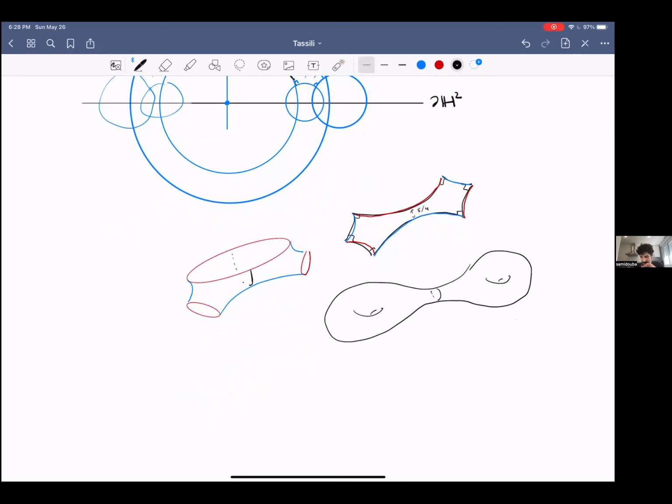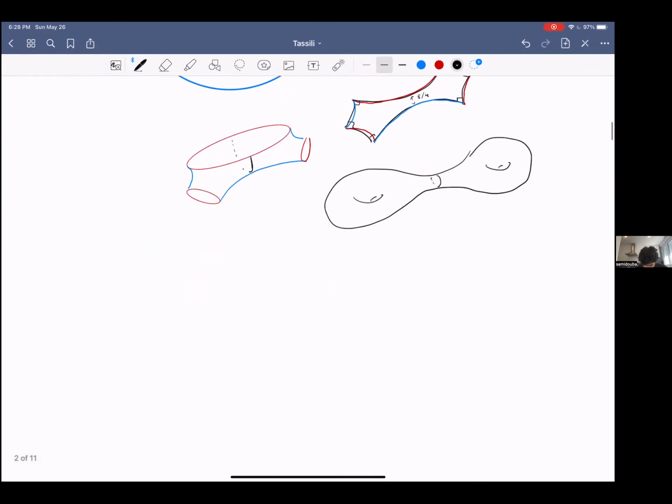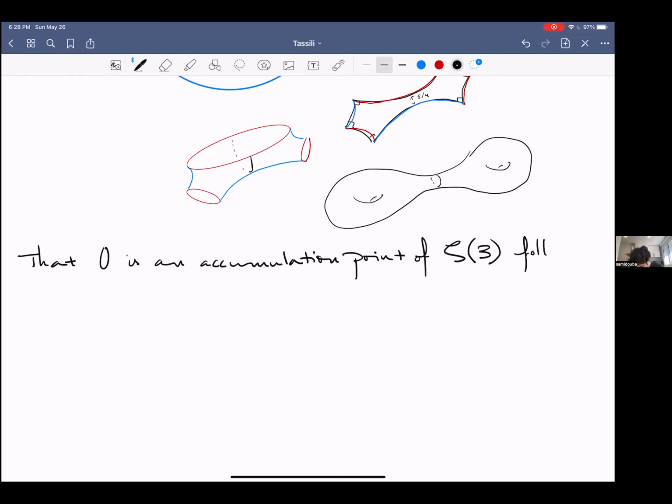So in dimension 3, to my knowledge, that 0 is an accumulation point of S3, so that there are closed hyperbolic 3-manifolds of arbitrarily small systole, follows, for example, from Thurston's hyperbolic Dehn filling theory.